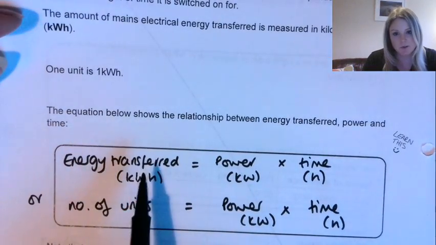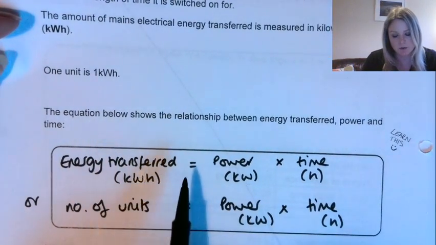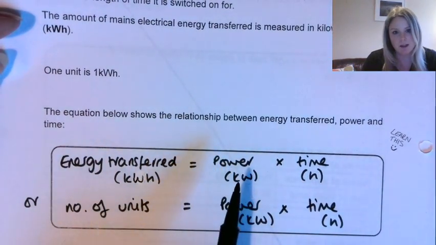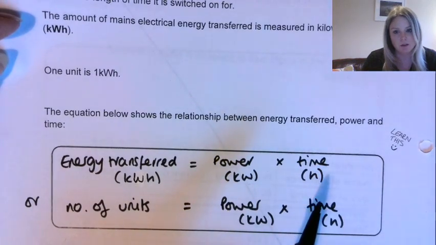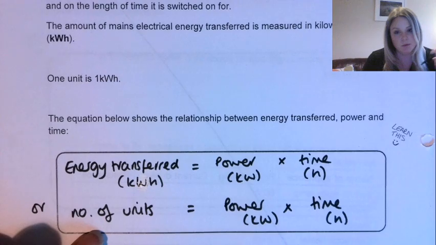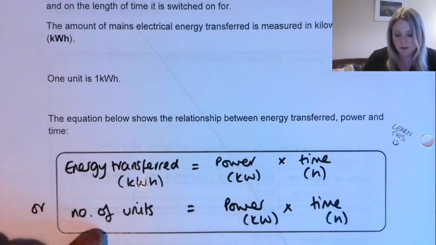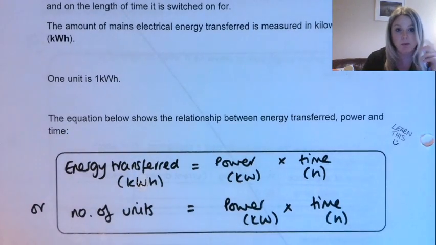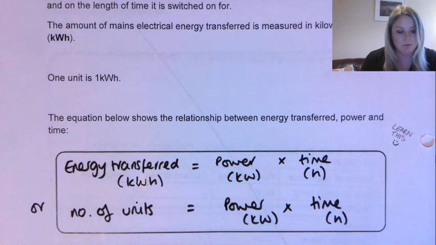So energy transferred in kilowatt hours is equal to the power in kilowatts multiplied by the time in hours. Another way that can be worded would be the number of units, because remember 1 unit is 1 kilowatt hour. So the number of units is equal to the power multiplied by time, power in kilowatts and time in hours. So pause and get that written in.